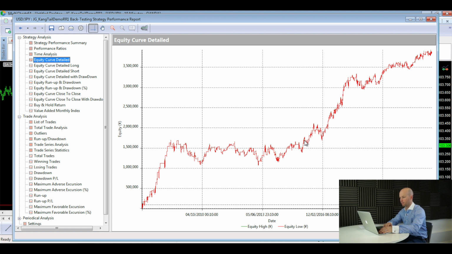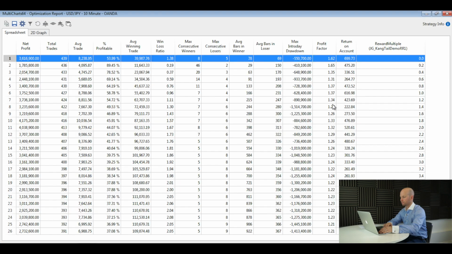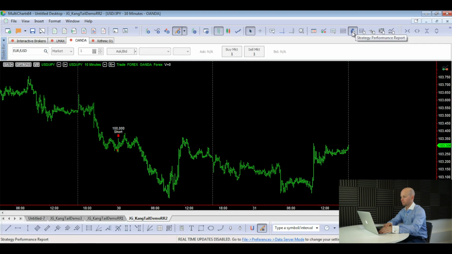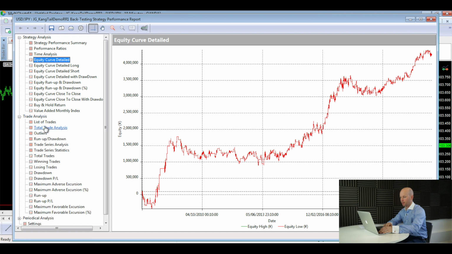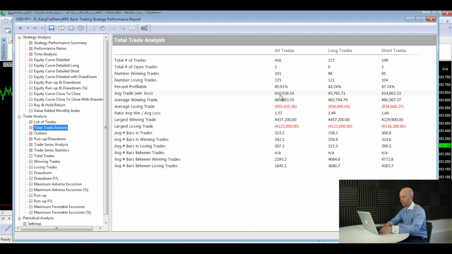Let's try that best input, which was the 1.8. And now we're looking at the equity curve using 1.8 reward to 1 risk. And again, quite similar to the 1-to-1. Pretty bad or pretty mediocre, just going sideways for quite a few years and recently picked up. Look at the total trade analysis, and we've got a bigger average trade. We've got an average trade of over 10,000 yen now. Slightly fewer trades, but we do have better peak numbers.